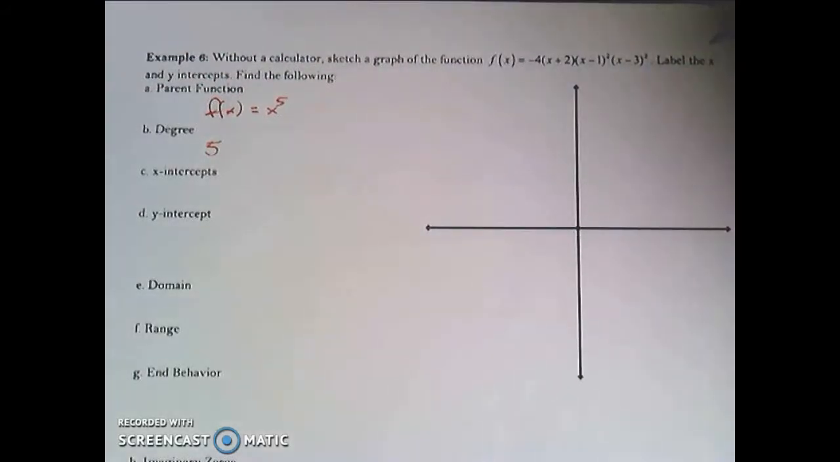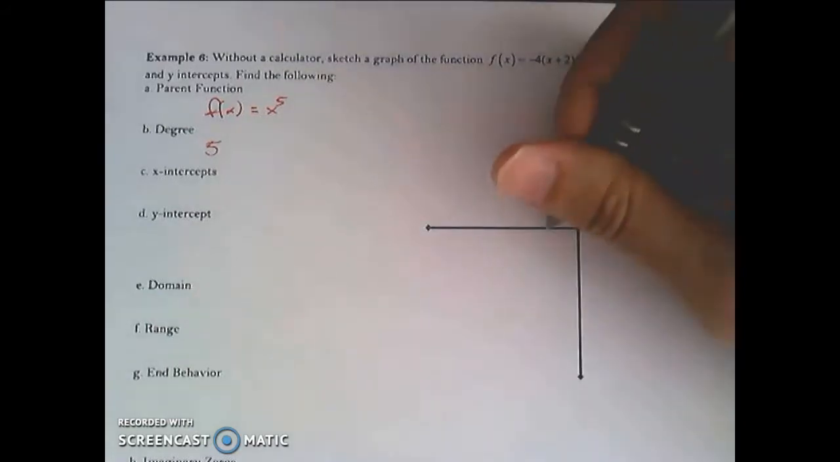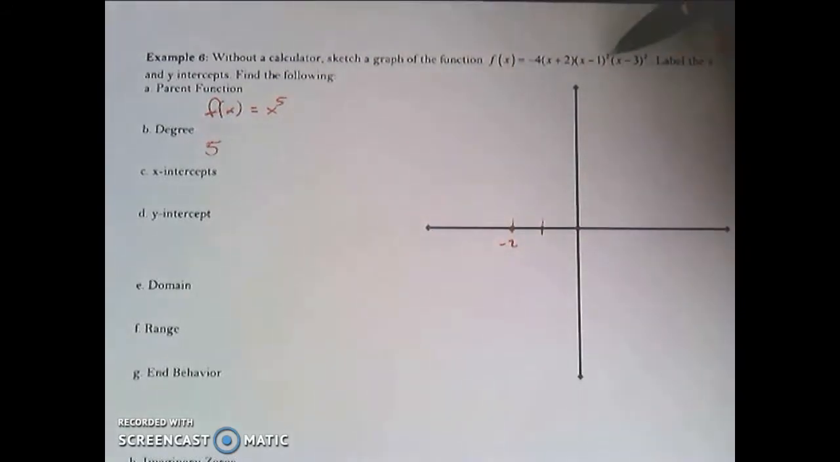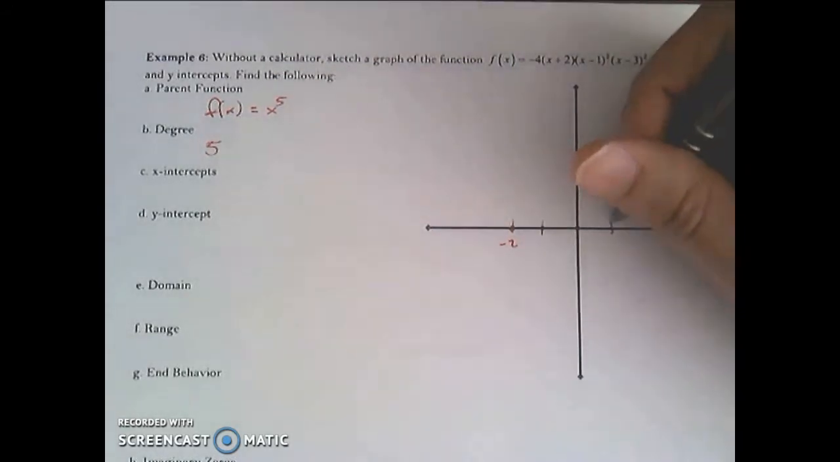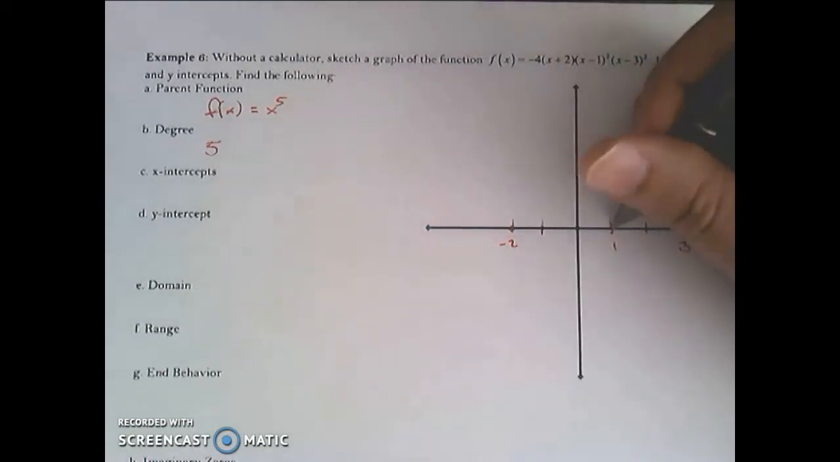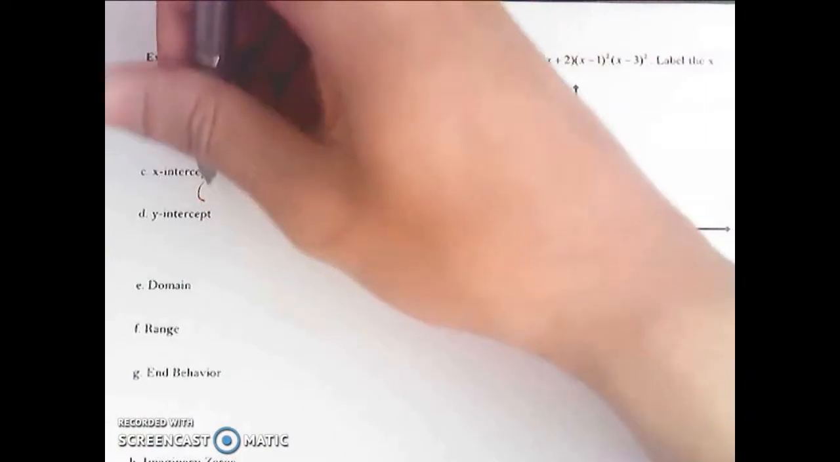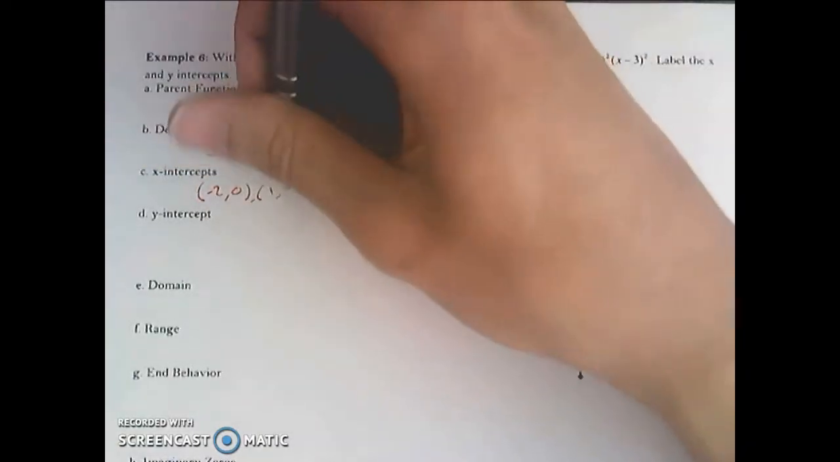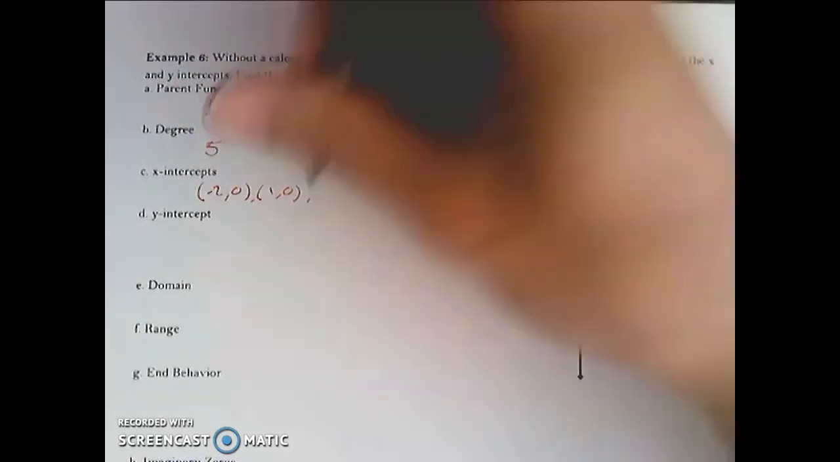Our x-intercepts are zeros, are real zeros. So we've got a 0 at x equals -2, so we can plot that. We've got a 0 at x equals 1. And we have a 0 at x equals +3. So we can go ahead and write those as our x-intercepts. We have one at -2, 0. We have one at 1, 0. And one at 3, 0.